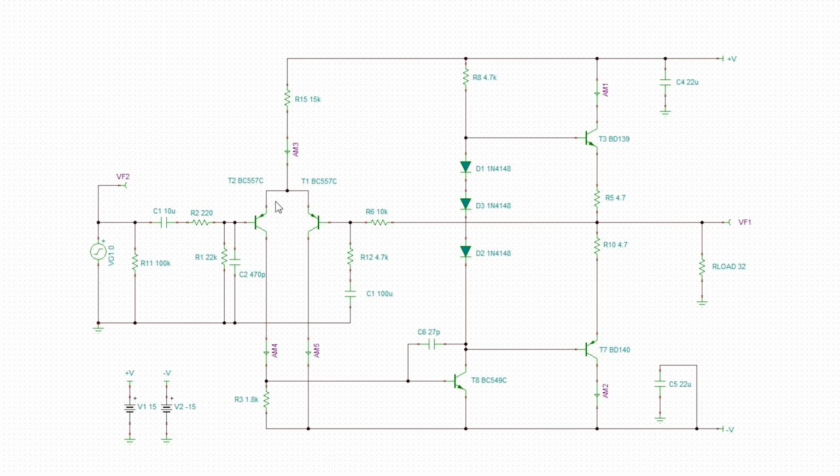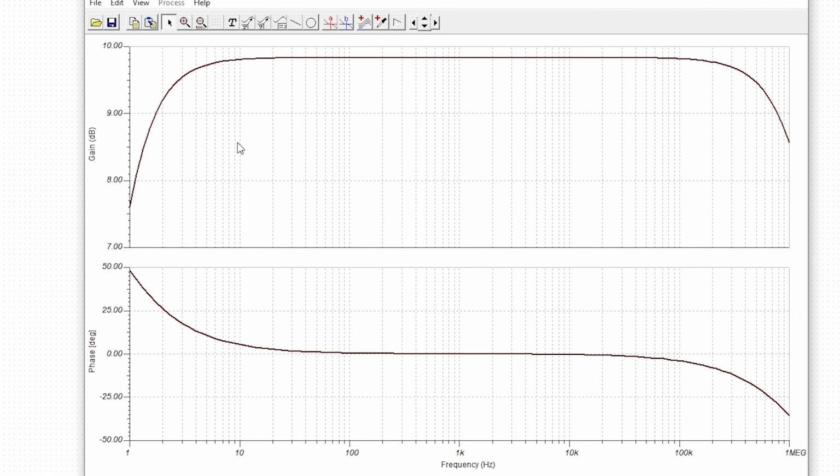Basically, it was taking the discrete op-amp and adding an output stage. But it wasn't that simple. There were issues with frequency response, etc. So a lot of things had to be modified to make it work correctly. Here's a Bode plot of the frequency response of the headphone amplifier, and as we can see, it's relatively flat between 10 Hz and well over 30 kilohertz, which is nice.